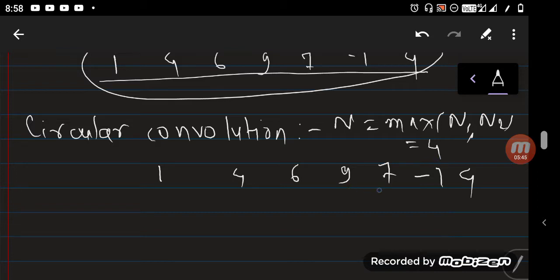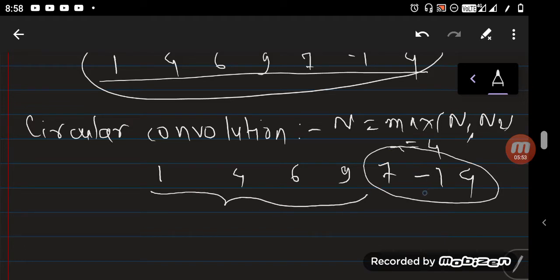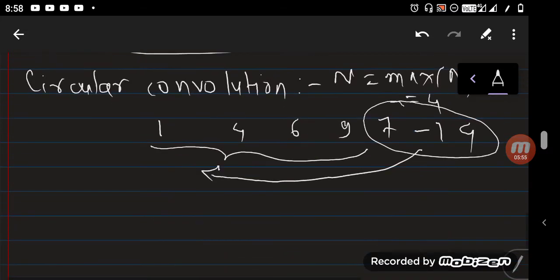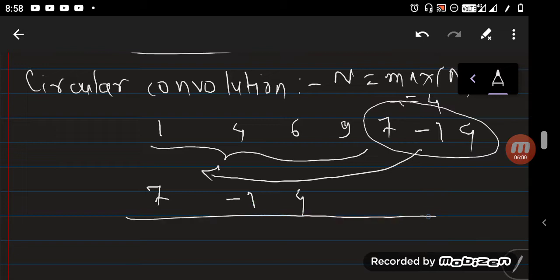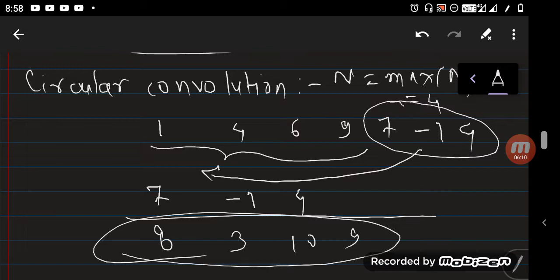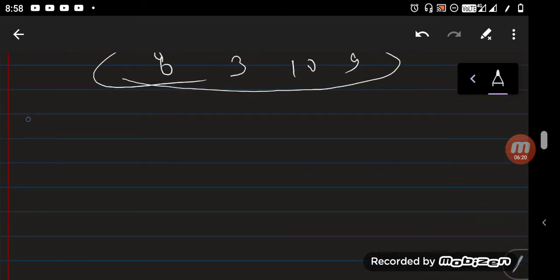So what will you do? You take the first 4 samples, and the remaining 3 samples you write below the first 4: 7 minus 1 4. Now you add it. 1 plus 7 is 8, 4 minus 1 is 3, 6 plus 4 is 10, and 9. This is your circular convolution. But for that you have to find the linear convolution. In the next method of finding circular convolution, you don't need to find the linear convolution, which is the matrix method.